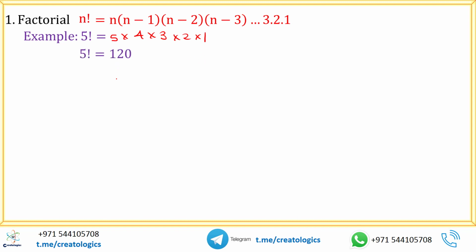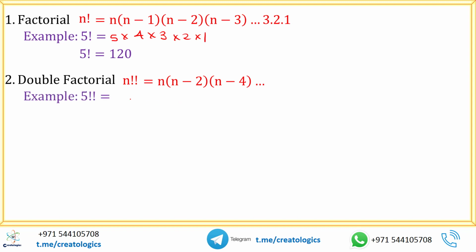What about the next type of factorial, which is the double factorial? It is represented by n double factorial. What is the value? How to calculate it? Its value is, you have a number n, right? So subtract 2 from it and take the product every time: n, n minus 2, n minus 4 and so on. It will end up either with 2 or 1, depending on whether n is even or odd.